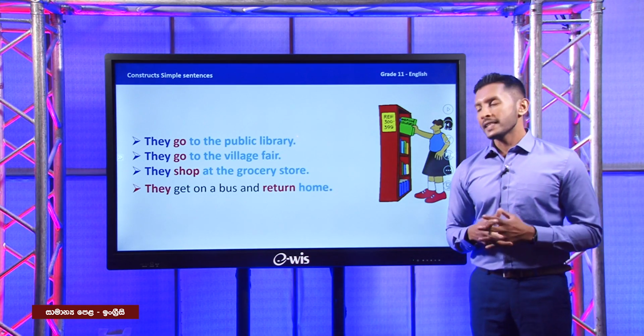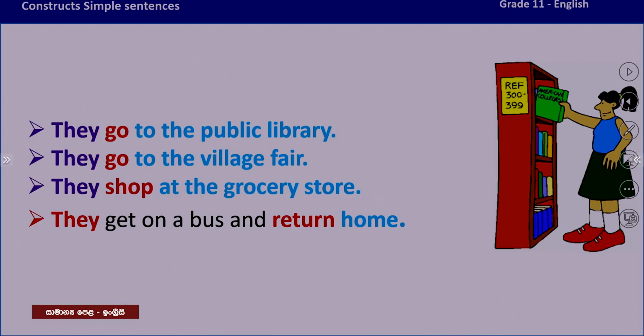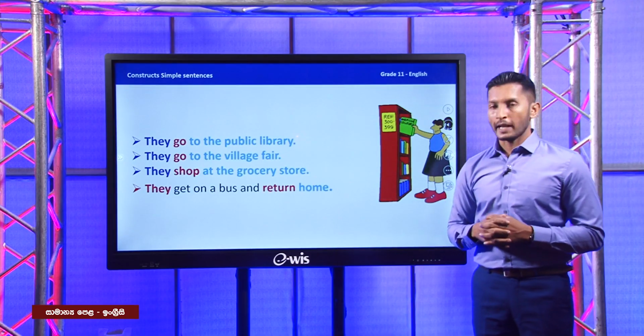Now look at the other sentences from the passage which are of the same structure. They go to the public library. So what is the action there? Go. Who performs the action? They. They go. They go where? They go to the public library. So I have put the place, to the public library, there.